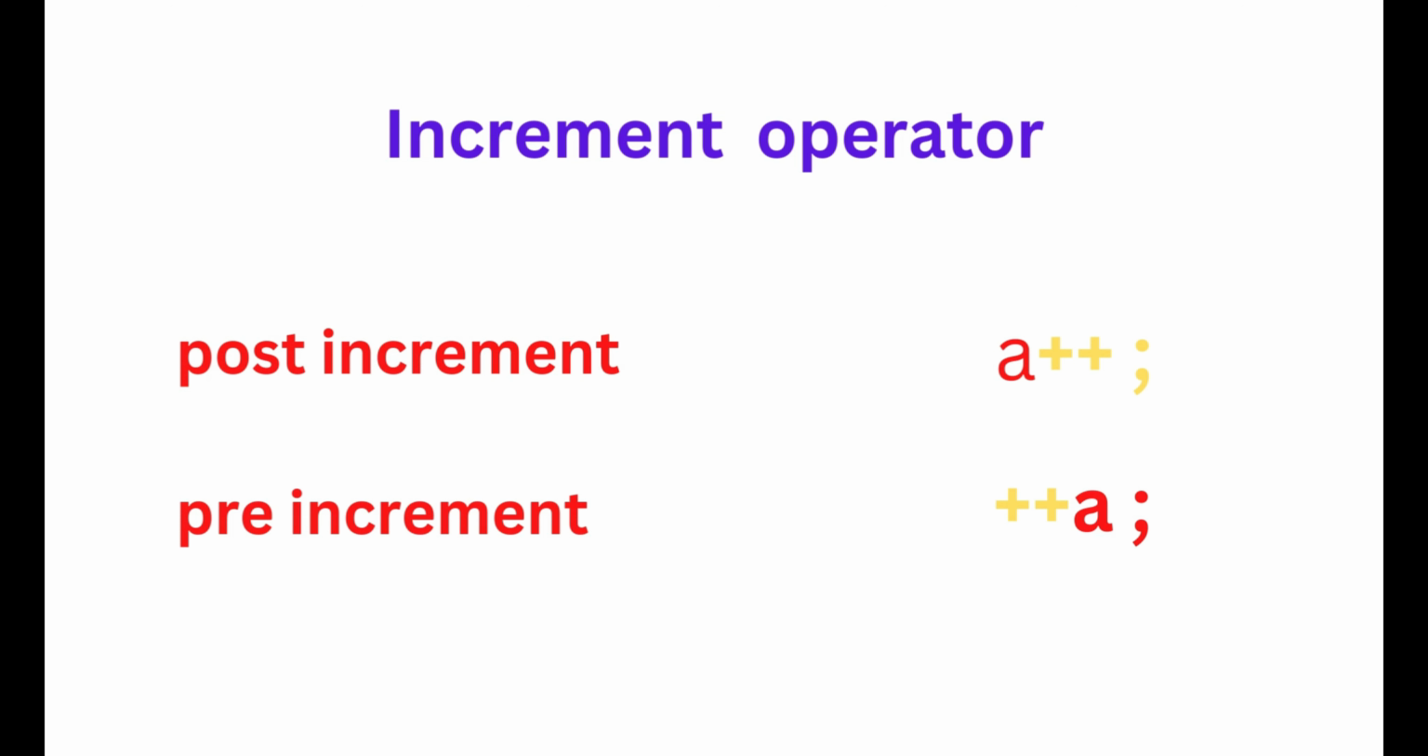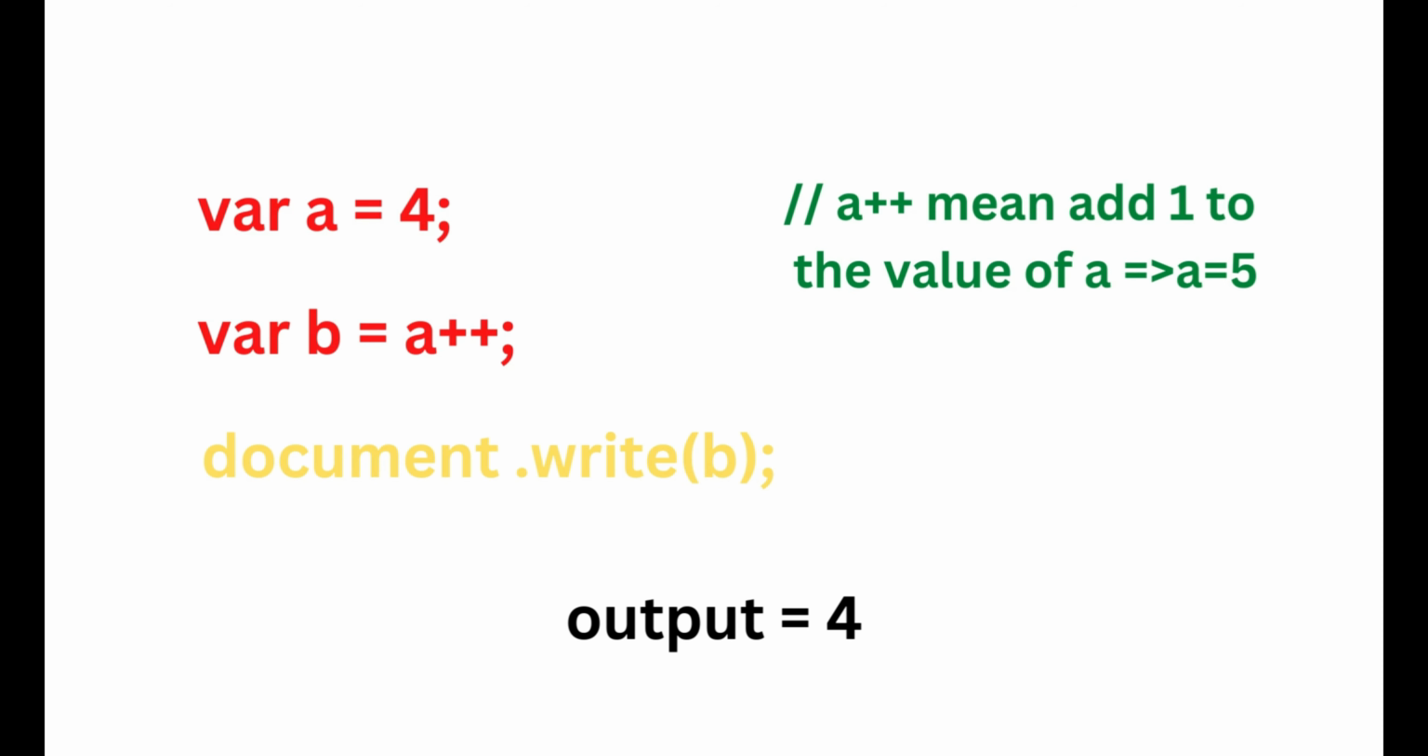Here a++ is written. a is the variable name, and after that ++ means increment. So a double plus sign after the variable shows it is a post increment, and in pre increment we use the double plus sign before the variable name. It is known as pre increment. Now let's see the example.